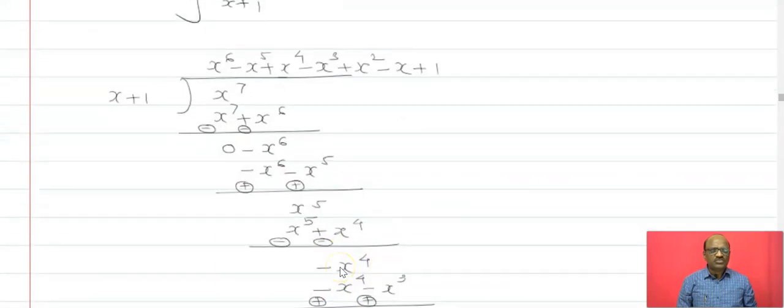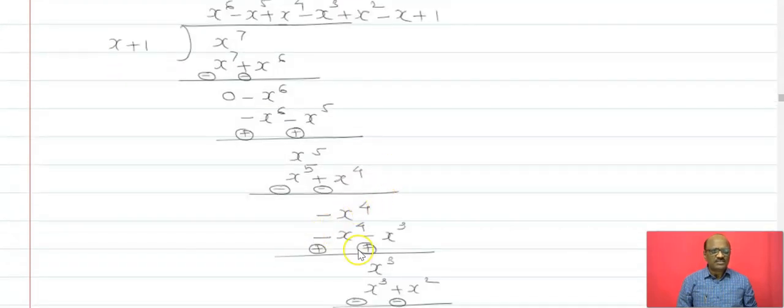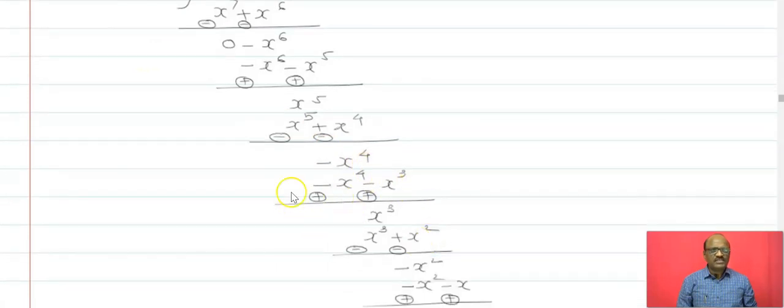Again, to obtain minus x raised to 4, multiply x with minus x cube. Then you will get minus x raised to 4 and minus x raised to 3 into 1, that is minus x cube. Again change the sign, and you will get plus x cube. Now here is x cube, here is x cube, and plus x square.